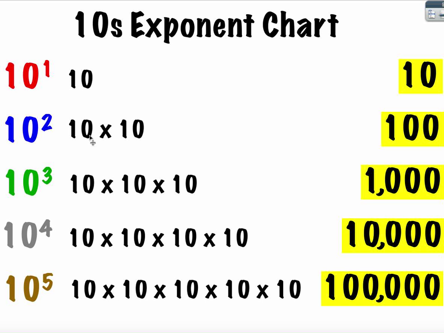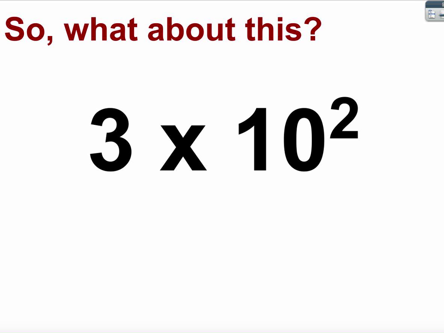Okay, what I want you to notice, though, is the exponent is actually telling you how many zeros are going to be in your answer. So 10 to the second power would just be a 1 with 2 zeros. 10 to the fourth power would be a 1 with 4 zeros. So what we're learning today is how do we do a problem like this?